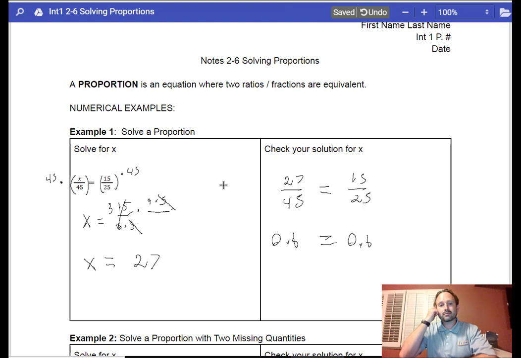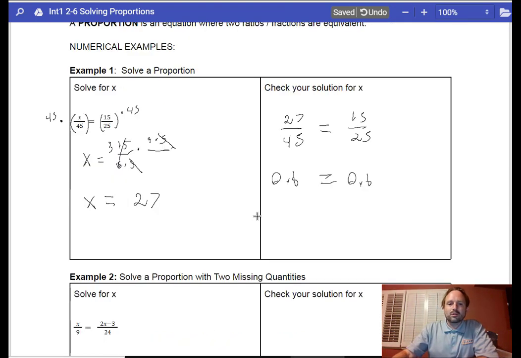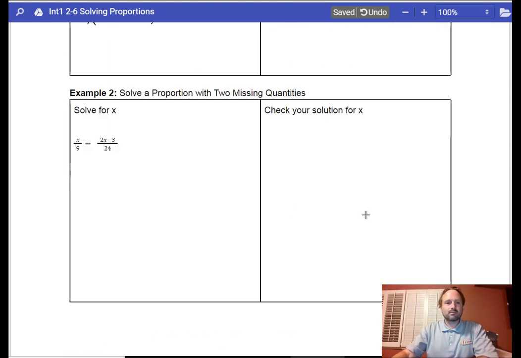Let's go on. Solve a proportion with two missing quantities. All right, well, what we're going to do is try to get rid of x's on both sides and make sure there's only x's on one side. The one thing I would do is get rid of the fractions. So I would do a fraction blast. I would multiply by 24 on both sides. Why? Because there's a 24 right there, so I'm going to times it by 24.